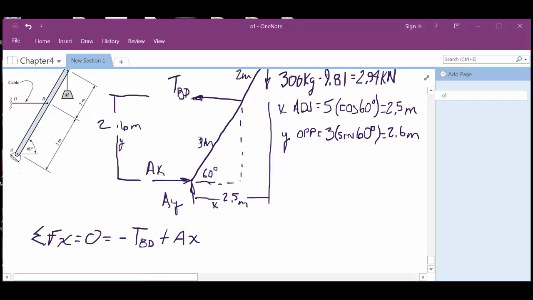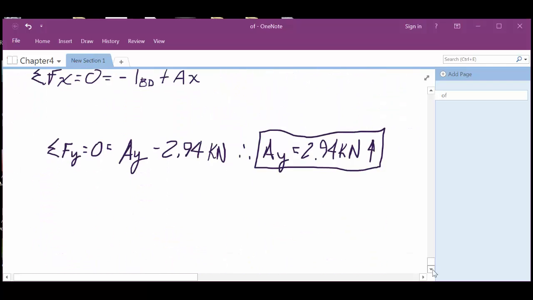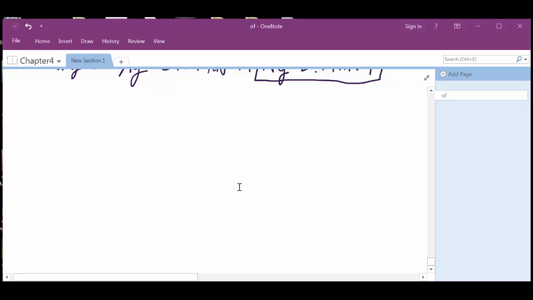And you could actually say AX is going to have to equal the tension in that cable too, isn't it? Because those are the only 2 things that are acting in the X direction. But we still don't know what they are. So we'd have to go in there and do a sum of the moment at A.